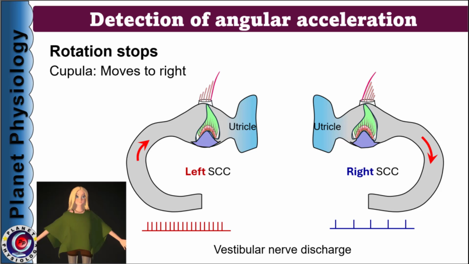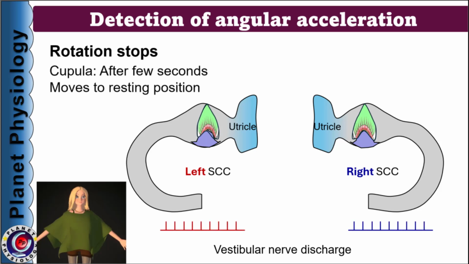Within a few seconds, the endolymph also stops moving and the cupula returns to rest and hair cell discharge also returns to the baseline level. Thus, semicircular canals detect changes only at the beginning and at the end of rotation, that is, the start and the stop, but not the steady unchanging motions.